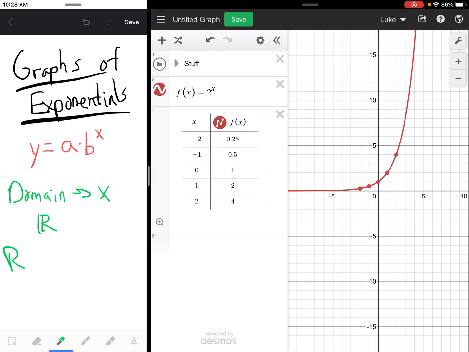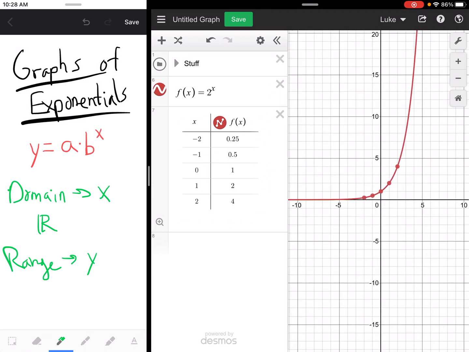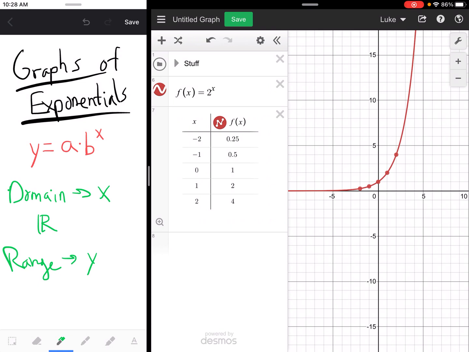But when we take a look at the range, we're going to notice some differences here. Now, range, again, is y. And I'm noticing that there's a hard line at the x-axis. So again, if I were to zoom out, it just follows the x-axis. It never actually gets to the x-axis. So our general starting point is that it's going to be y greater than 0. All right? And it's not equal to 0 because it'll actually never get to 0.